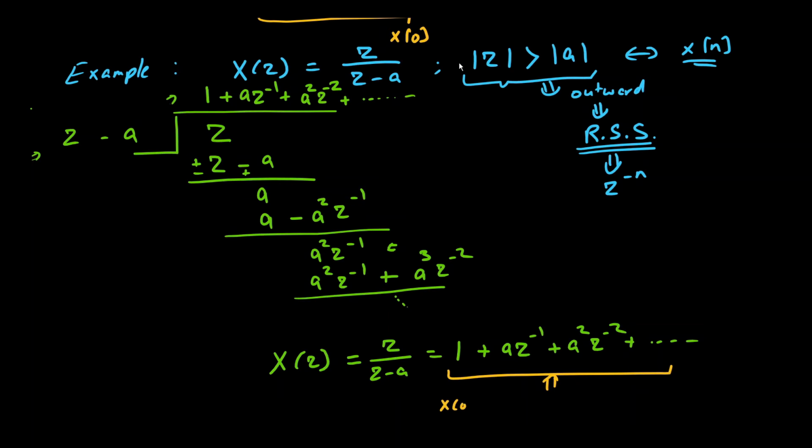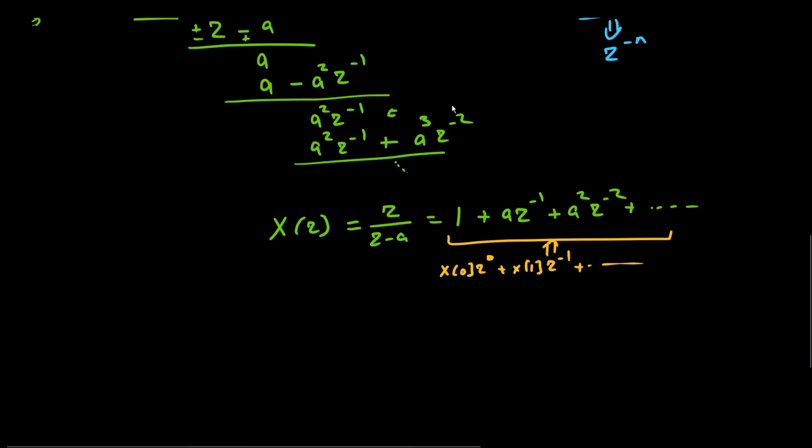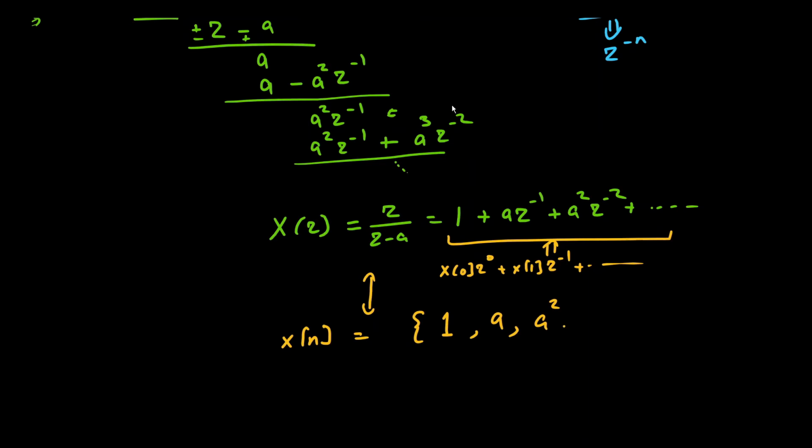That is x of 0 z⁰ plus x of 1 z⁻¹ plus so on. So again, from inspection we can claim that x of n, now in the time domain, would have coefficients which are x0, which is simply 1, and then at time instant 1 we would have an a, and at time instant 2 we would have an a squared, and so on.